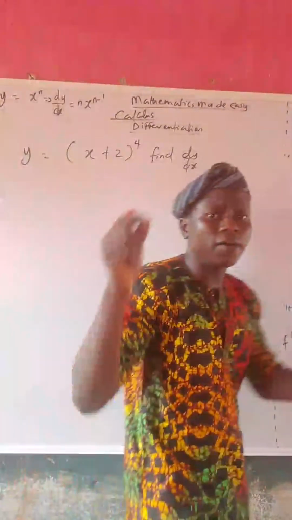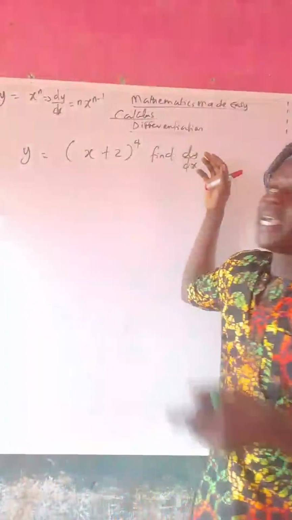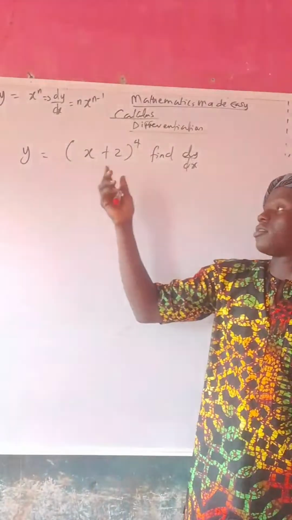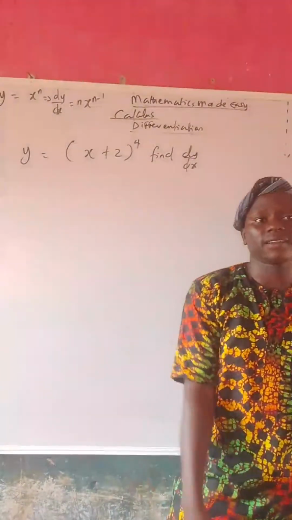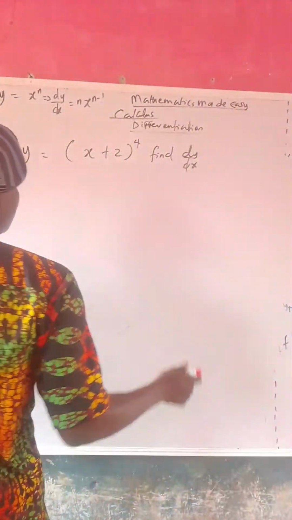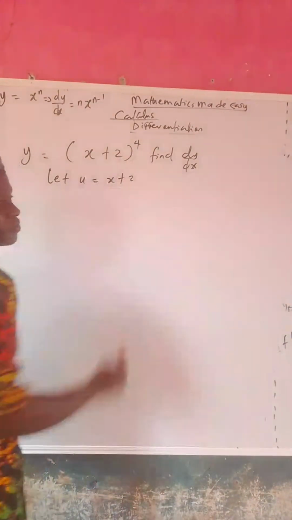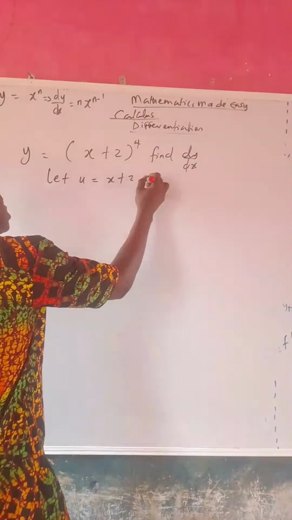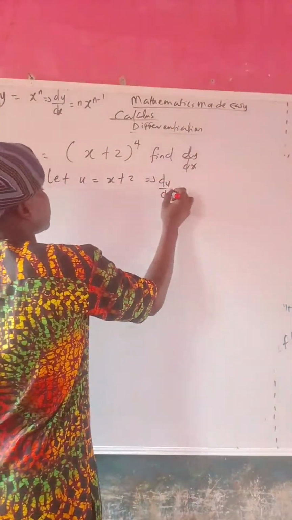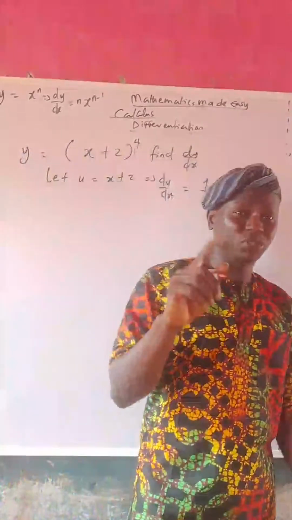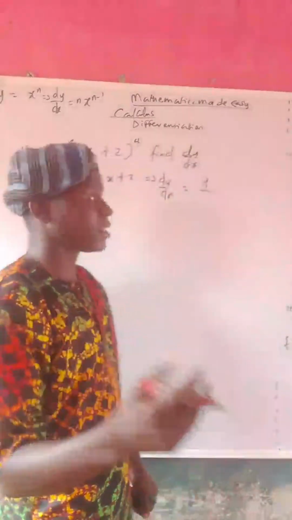Now, how are you going to do this? If you are asked to expand, this is going to take your time. It's going to take your time, so you make a substitution. Let u be equal to x plus 2. Then you differentiate, so we have du/dx equals 1. Don't forget, you differentiate x plus 2, that will surely give us 1.